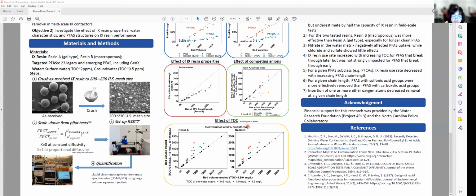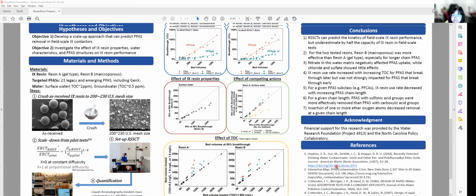For the effects of TOC, we found the IX use rate increased with increasing TOC for PFAS that break through later, but did not strongly impact PFAS that break through early. This finding applied for both ion exchange resins we tested.